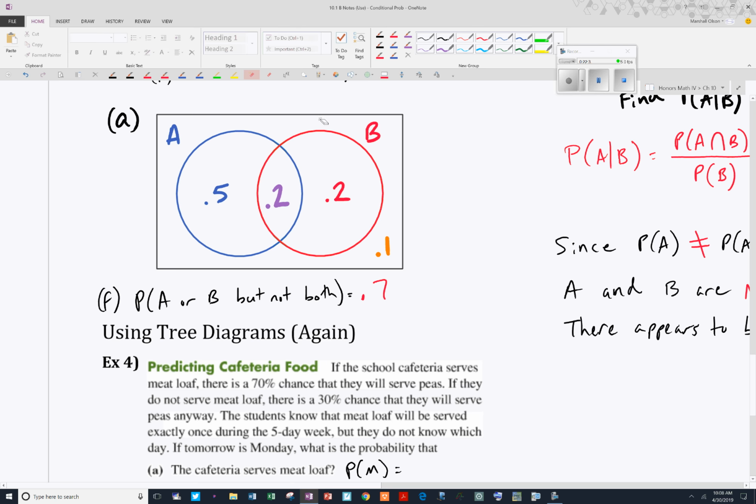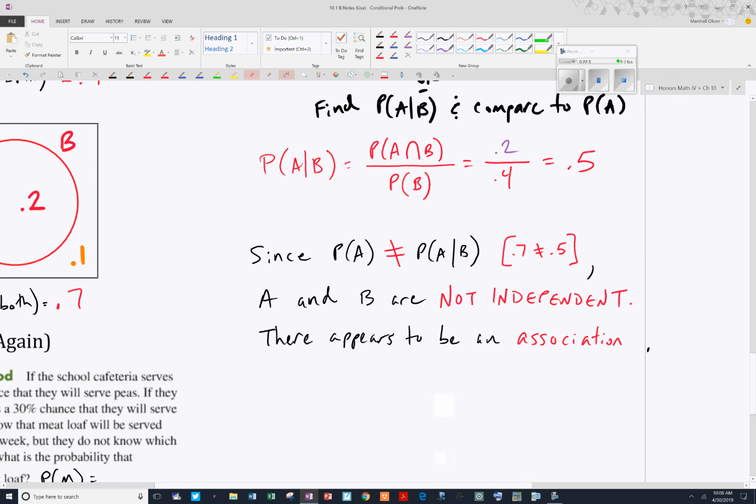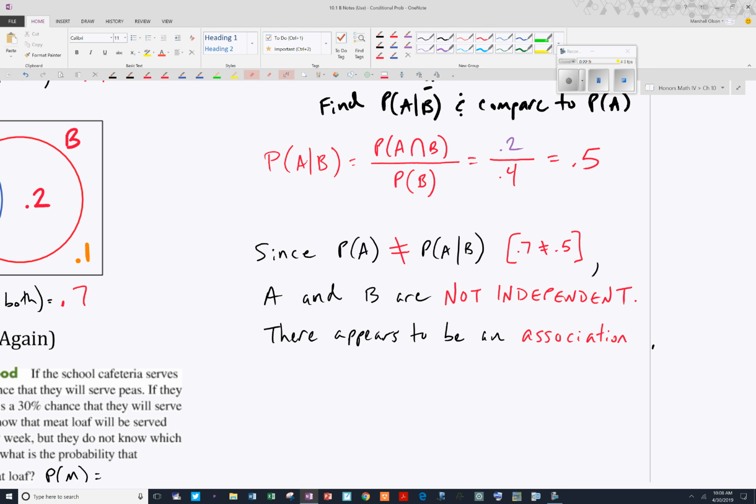All right? And then I realized that the probability of someone liking apples, if I knew they liked bananas, was 50%. But the probability of somebody liking apples overall was 70%. So it seems to me like there's an association between liking apples and bananas. Because if I knew you liked bananas, you didn't like apples as much. That percentage went down 20%. Okay? I don't know if that helps at all. If not, sorry.